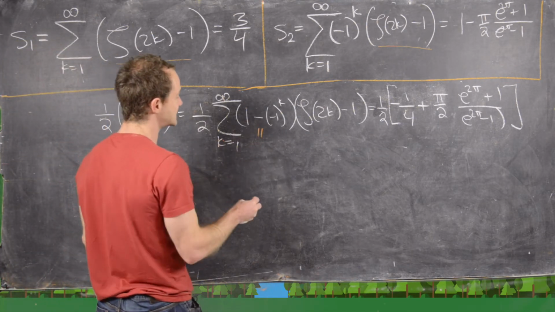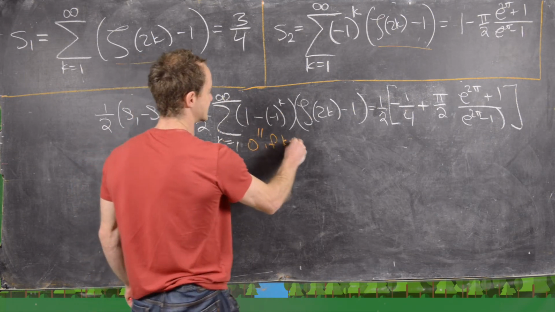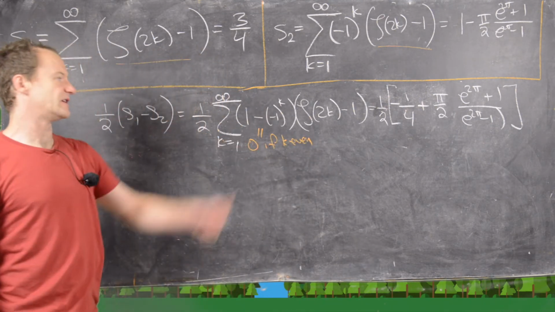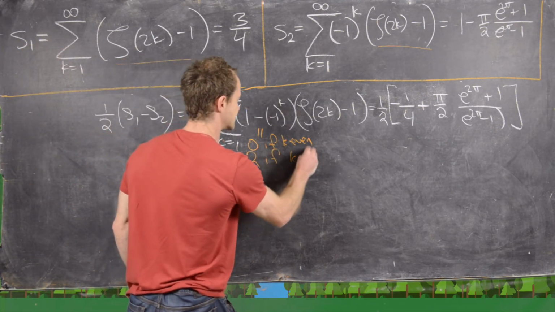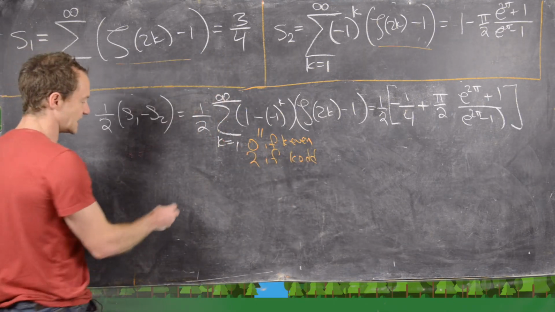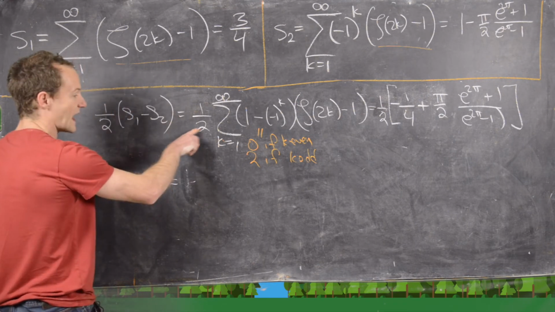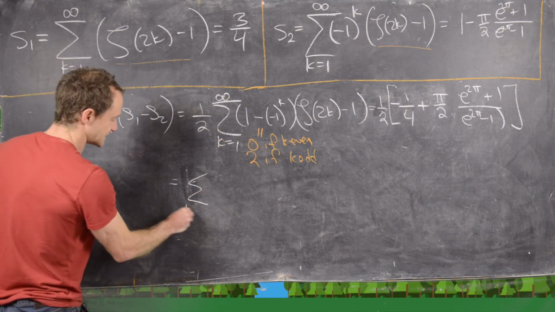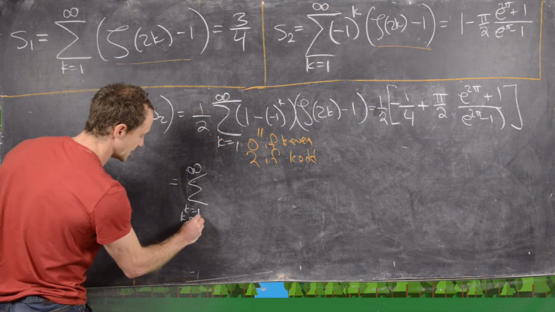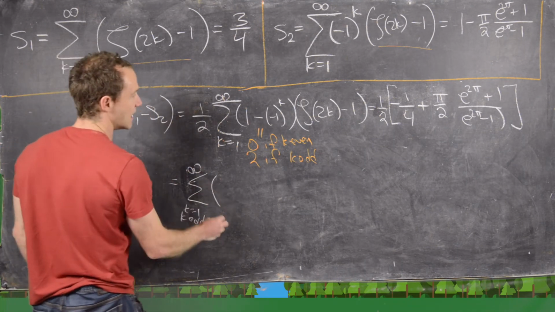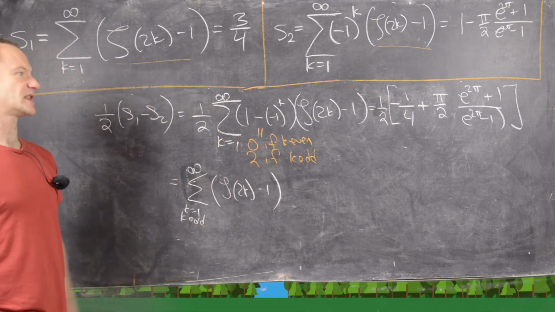So notice that this is equal to 0 if k is even, because if k is even, we have 1 minus 1, and this is equal to 2 if k is odd. So that's going to give us on the left-hand side the sum, the 1/2 and 2 are going to cancel, so we're going to have the sum k equals 1 to infinity, where k is only an odd number, of zeta of 2k minus 1. So that's what we get on this left-hand side.